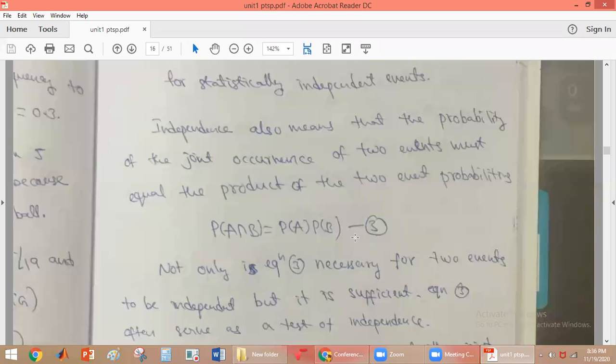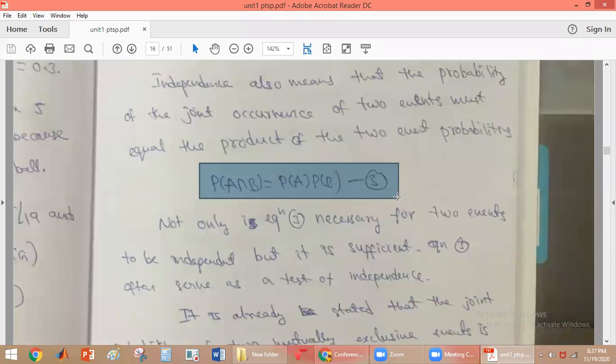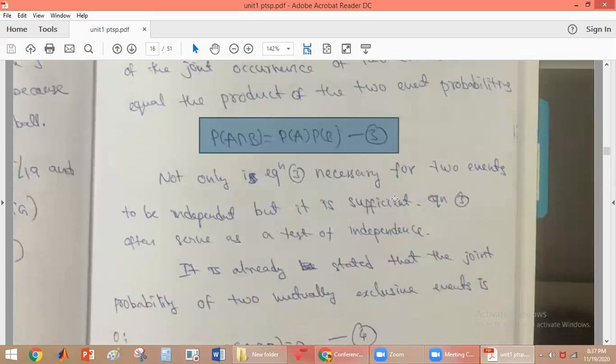Now, what is this equation 3? This equation 3 is the necessary condition for two events to be independent. So when you want to check whether two events are independent or not, how do you check it? We have to check this equation. If any two events satisfy this equation, then we say that those two events are independent events.